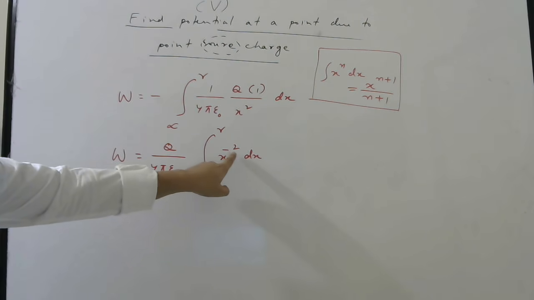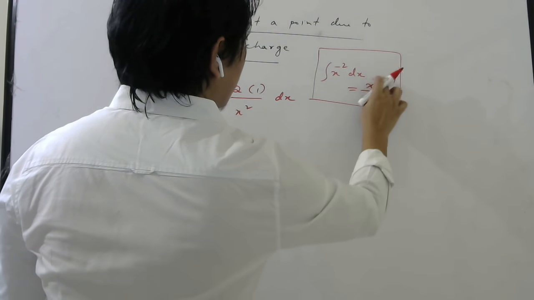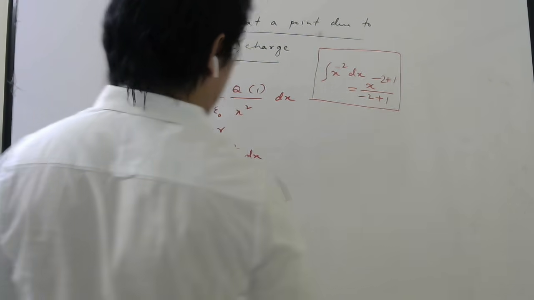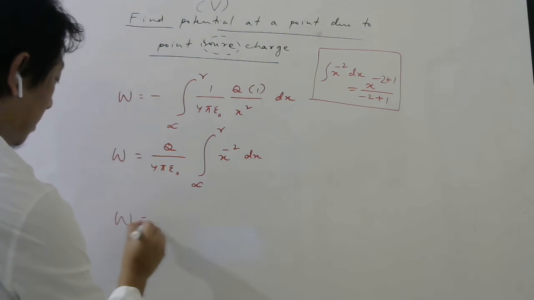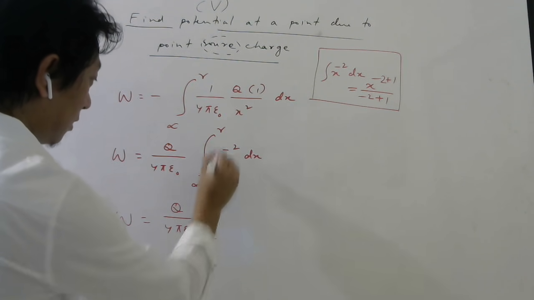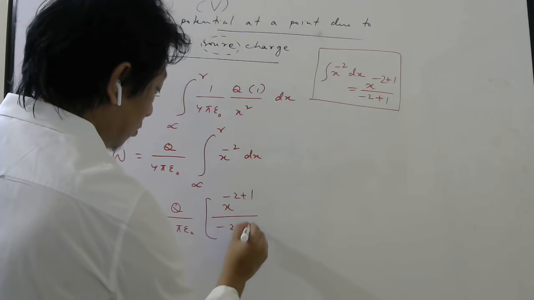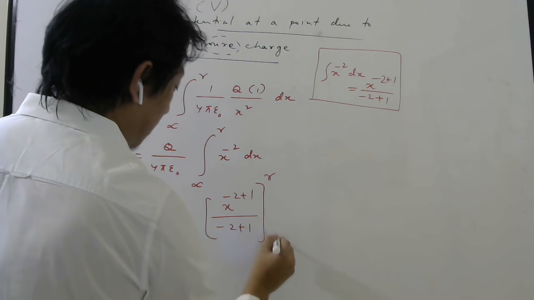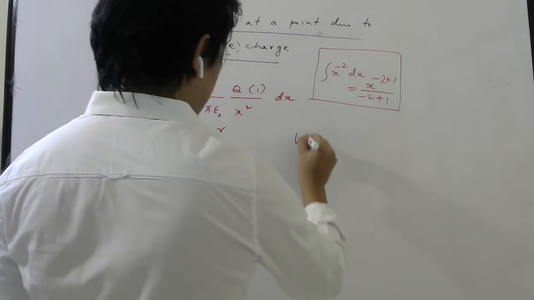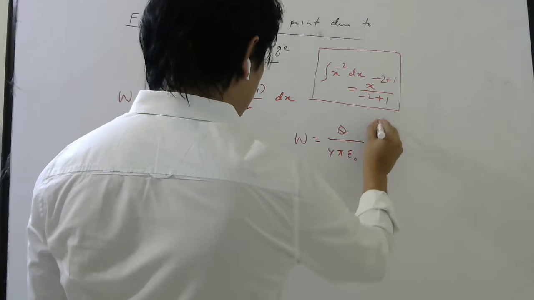So here what is the power? Minus 2. So if this is minus 2, this will be how much? Minus 2 plus 1. So the formula will be q by 4 pi epsilon naught, this will be x^(-2+1) divided by (-2+1), upper limit is r, lower limit is infinity. So work done will be q divided by 4 pi epsilon naught.